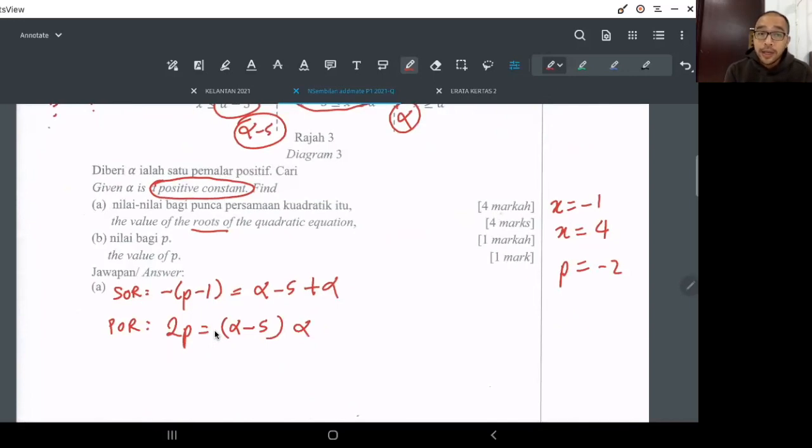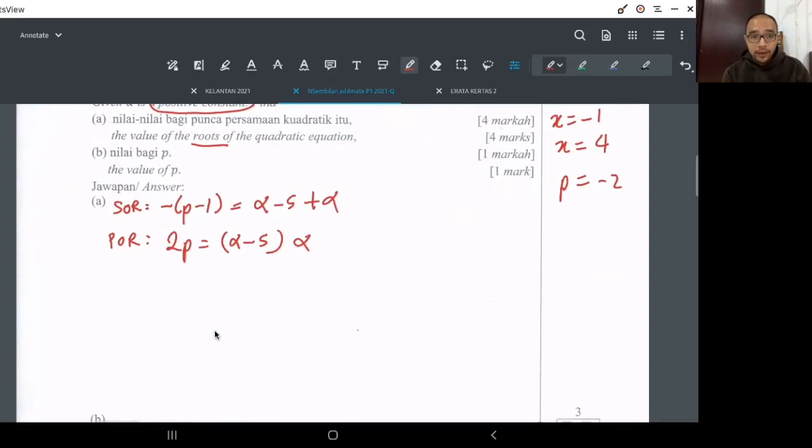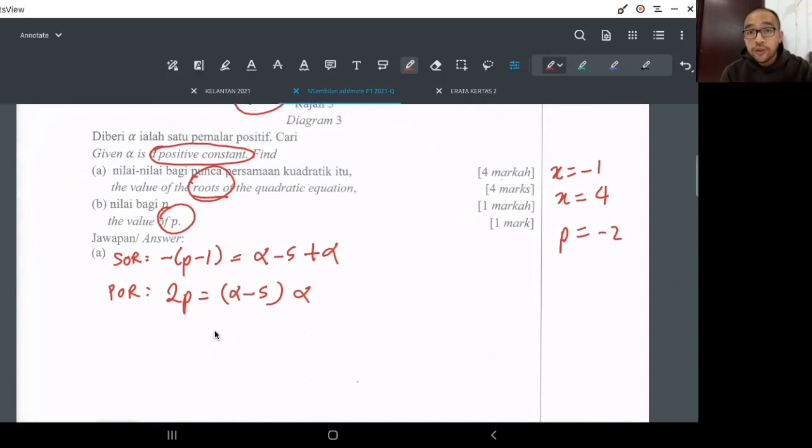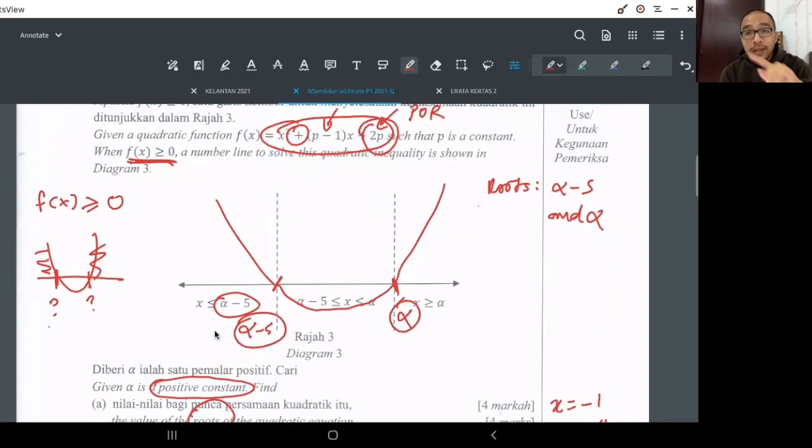Okay, then after that you get the value of alpha. You get the value of alpha, get the value of the roots, and get the value of p. Again now guys, the value of the roots is not the value of alpha. The roots are alpha minus 5 and alpha.